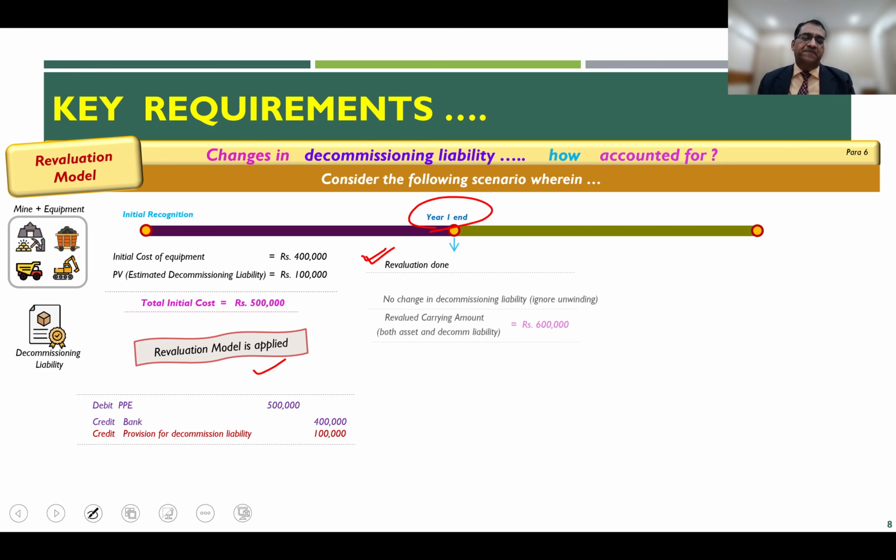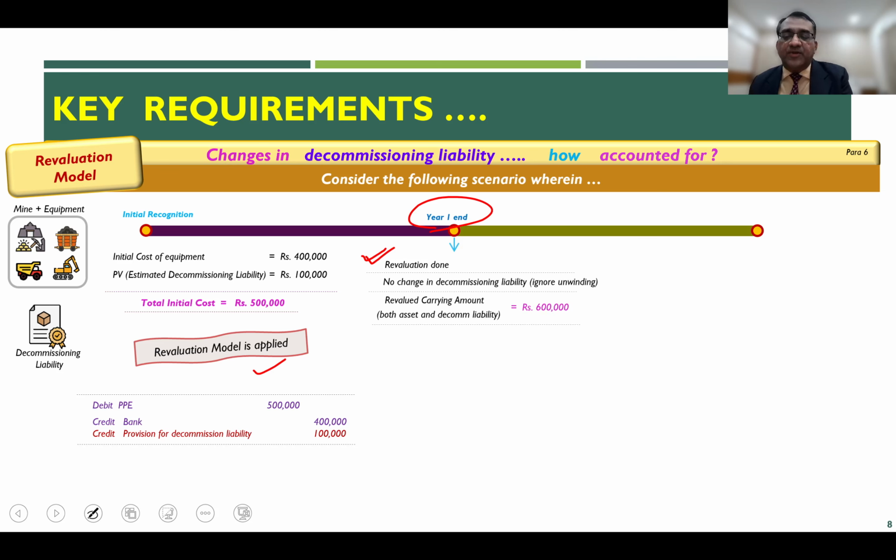Now assume that there is no change in the provision, the liability. Ignore the effect of unwinding. Just don't worry too much about it. In the comprehensive case study, which I will deal with next week, we will talk about this concept. For the time being, for simplicity, let's assume that this 1 lakh remains unchanged.